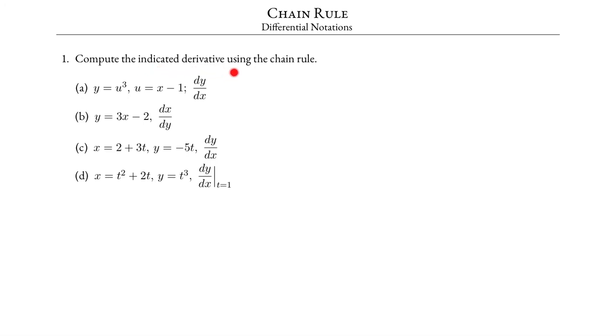Compute the indicated derivative using the chain rule. Part A, we were given y equals u cubed. u is x minus 1, and we're looking for dy/dx.